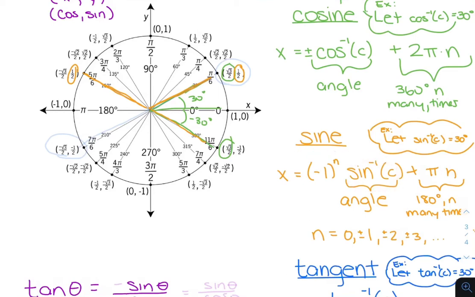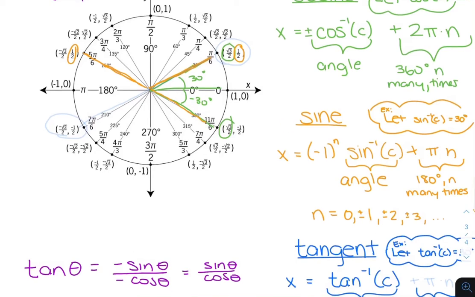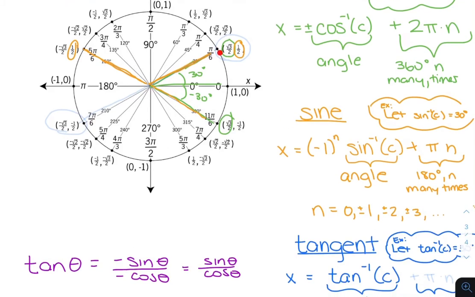For tangent, remember that tangent is the same thing as saying sine over cosine. If you have a negative over a negative, remember that whenever you divide a negative over a negative, that makes it positive. So negative sine over negative cosine is the same thing as sine over cosine. This means that whenever we're looking at tangent, you can have them both be positive, or if you look at the other side over here, they're the exact same sine and cosine, but in the negative form. So both of these are solutions for tangent of 30.